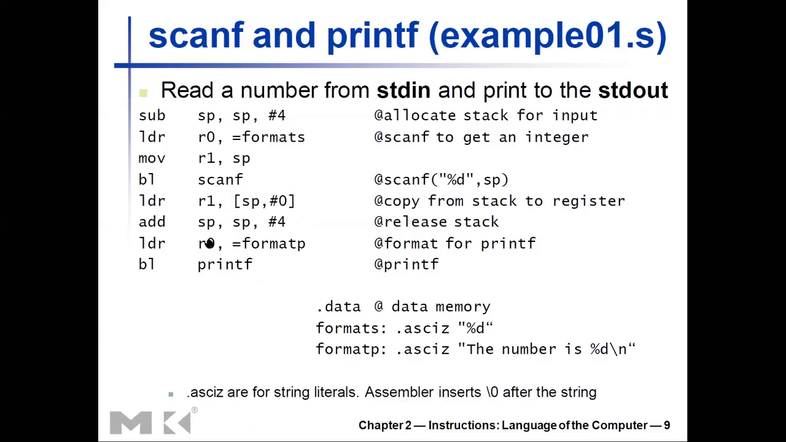So the first argument is our formatting string, which should be passed with R0, and the rest of the arguments you need to pass using the next registers R1, R2, R3. So now R1 has to be loaded with the value we want to print, that is now in the stack. So we need to load it into the R1 register. That is what we are doing here. SP has 0.